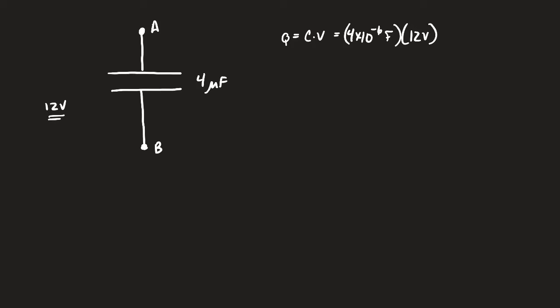there's my 4 microfarad capacitor, and from A to B, we establish a 12-volt potential difference, and we're going to charge the capacitor up. So the amount of charge stored in the capacitor will be C times V. This equation's on the equation sheet. So 4 times 10 to the negative 6 farads times 12 volts, or 4.8 times 10 to the negative 5th coulombs. Any question about that?